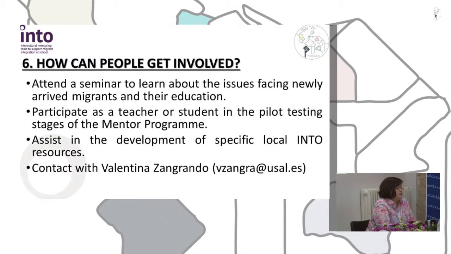How can people get involved? Well, you can either attend a seminar to learn about the issues facing newly arrived migrant students and their education. You can also participate as a teacher or student in the pilot testing stages of this mentoring program. You can assist in the development of the specific local INTO resources, either here in Salamanca or maybe in the other countries that are involved. Or you can contact the person responsible here in Salamanca, Valentina Cambrando, and you have her email address here.